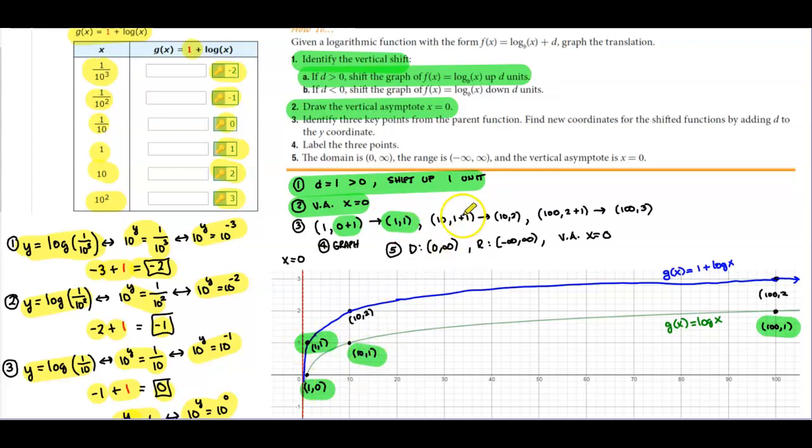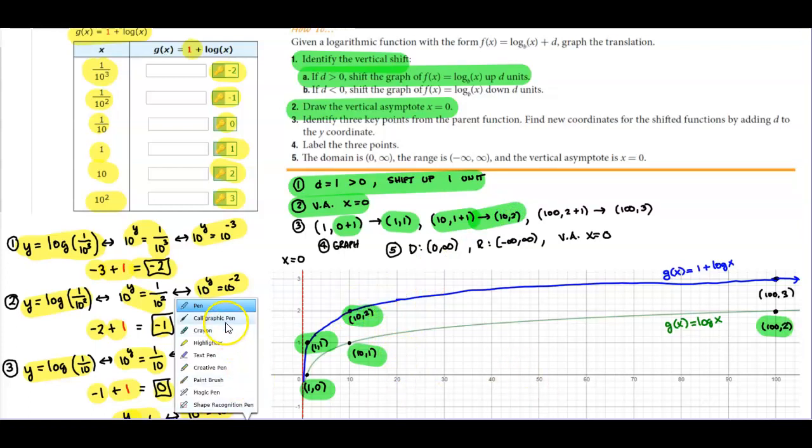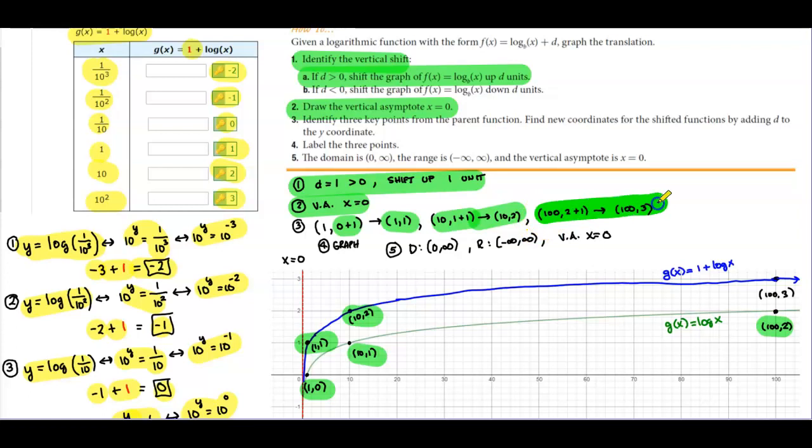And then again, we're going to add 1 to the ordered pair of (10, 1), which ends up giving us (10, 2). So there is our other ordered pair. And then our last ordered pair is 100, and then the y value is 2, so we're going to add 1 to that, and that gives us (100, 3). So therefore we have (100, 3), and there's our point that we plotted. And so then what we're going to do is we plot those points and then connect it with a smooth curve. So now we have our translation graph.